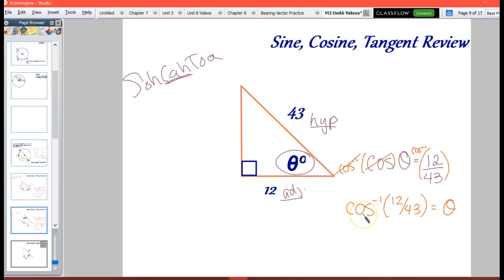So make sure your calculator's in degree mode, and you hit second cosine, the blue button on cosine, and take 12 divided by 43 in that parenthesis. You would get about 73.795 would be your theta. And again, that's in degrees. That's how many degrees this little angle is opening to.